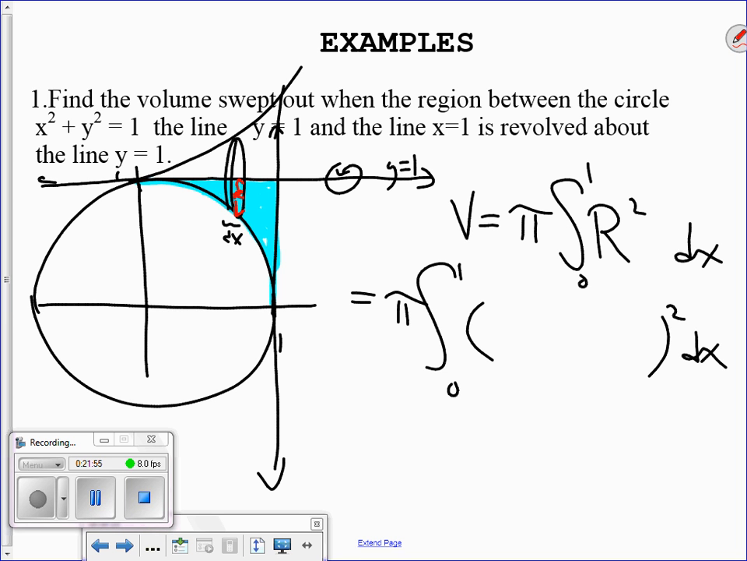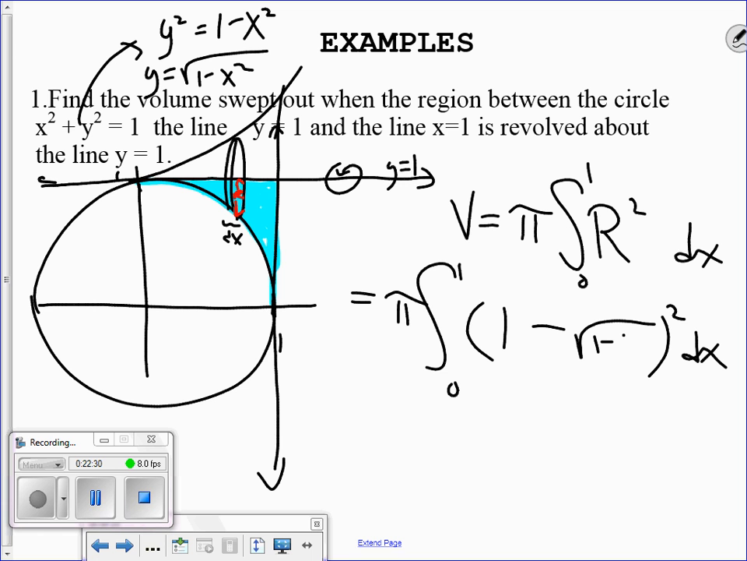Okay, so what does y top equal? 1. Good. Minus y bottom. Y bottom's on the circle. What does y on the circle equal? It's all mixed up in there. Yeah, if you solve for y, you would only take the positive square root because it's up on the top half of the circle where the y's are positive. Y is the positive square root of 1 minus x squared. And that's it.